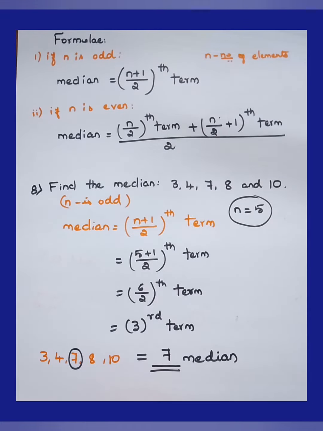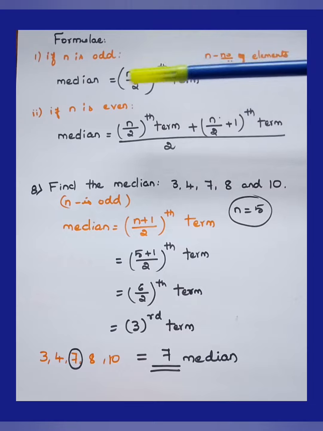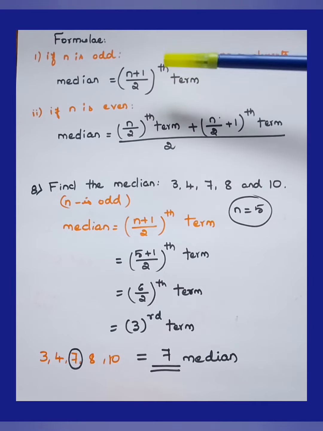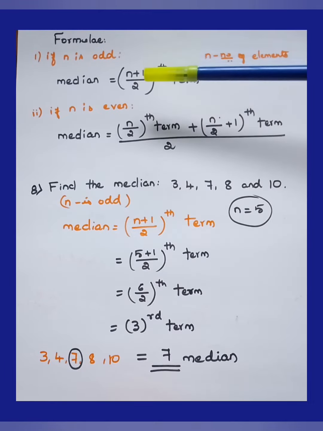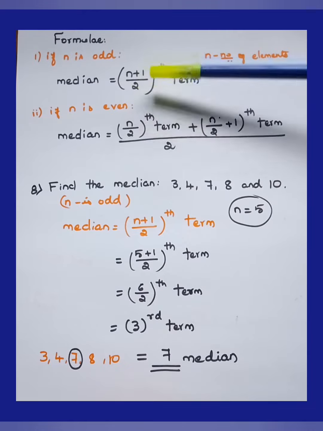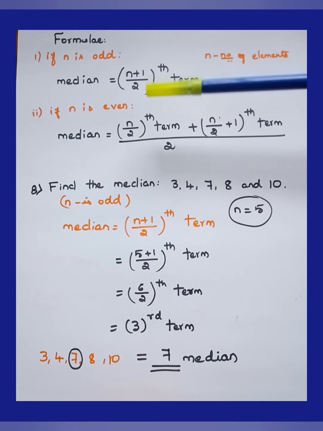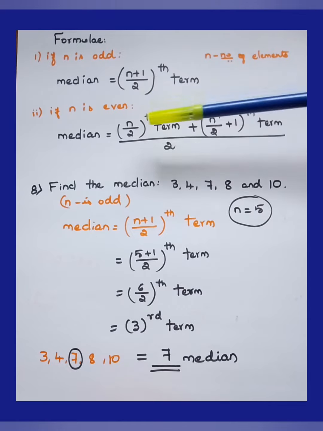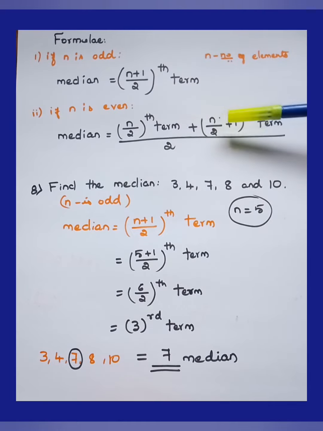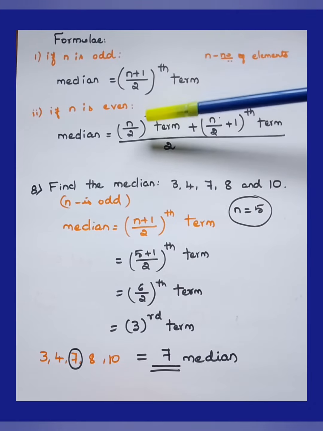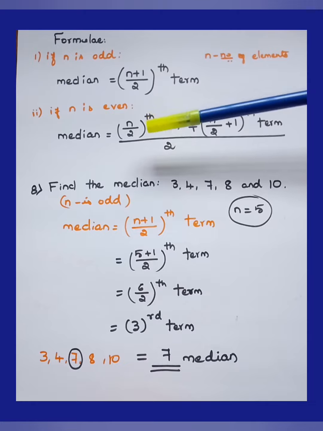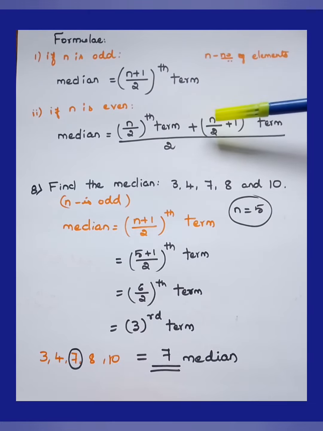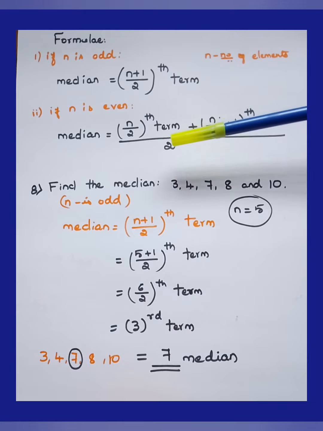If n is an odd number, where n means the number of elements, the median is equal to the (n plus 1) by 2 th term. We write first, second, third, fourth, nth, but instead of nth, it is the (n plus 1) by 2 th term. And if it is an even number, the median is equal to the n by 2 th term plus the (n by 2 plus 1) th term, divided by 2. You remember this too.